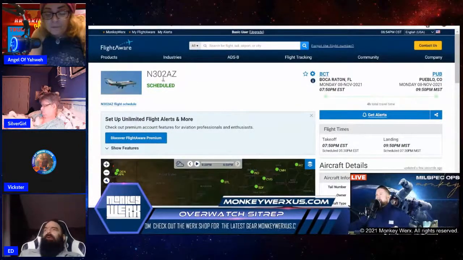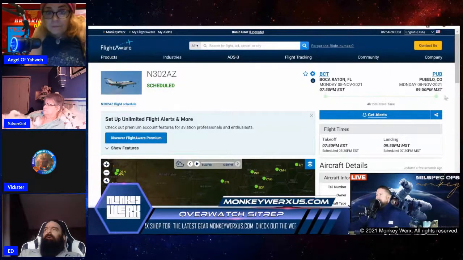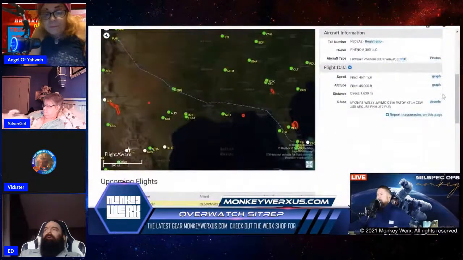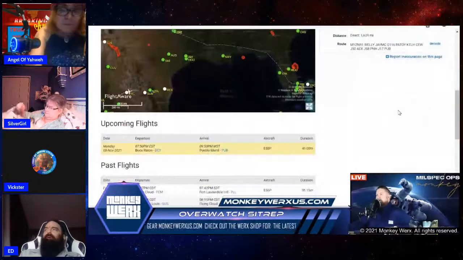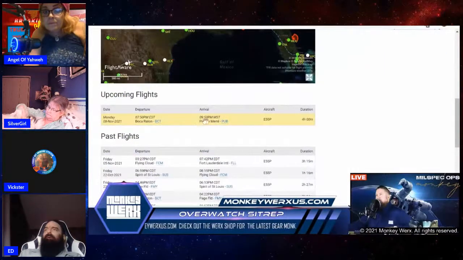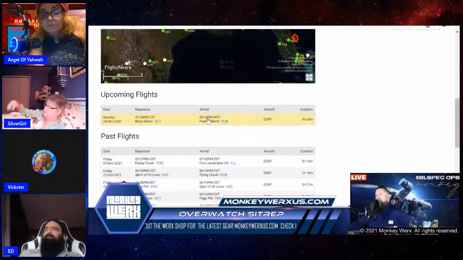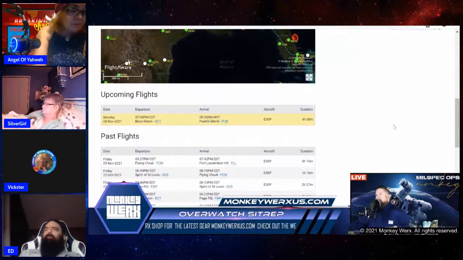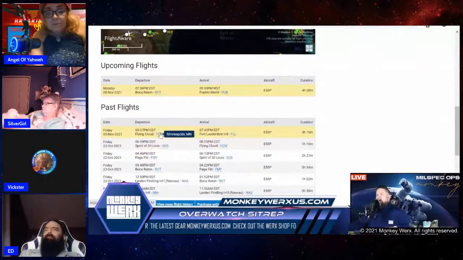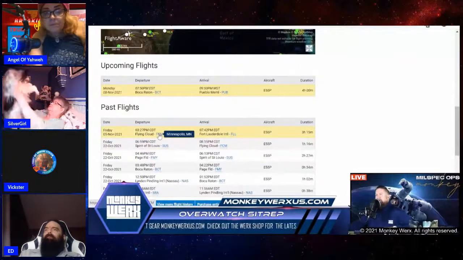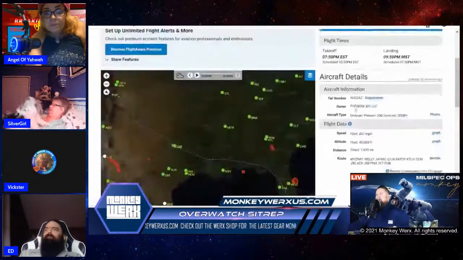Okay, 302 AZ, this is a sister ship of that one, was over in Boca. Looked like it flew out to Pueblo, Colorado. Actually, it's scheduled to fly out to Pueblo, so it hasn't left yet. That's 7:50 p.m. That's departing pretty quickly. Now, it was out here in Minnesota on Friday, all right? And then back to Lauderdale.